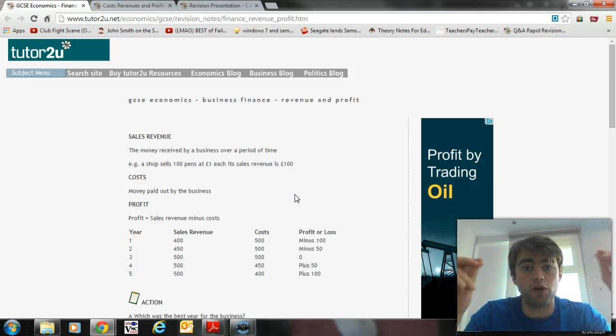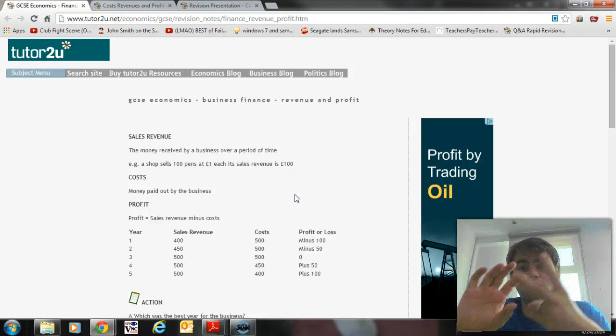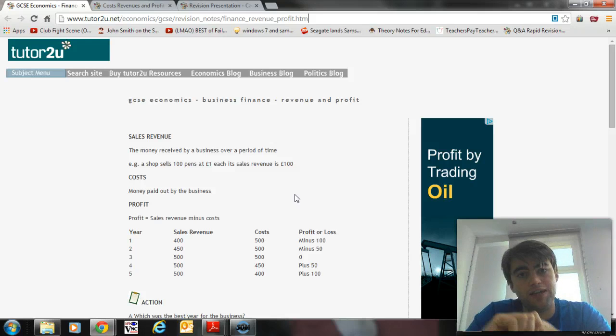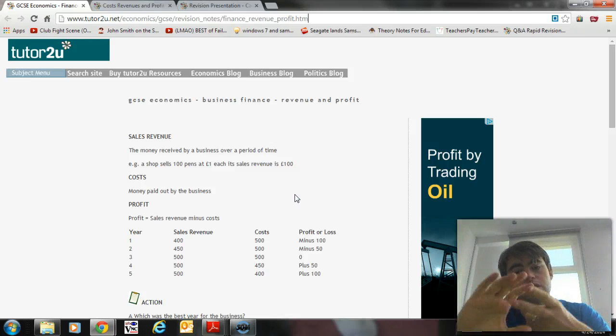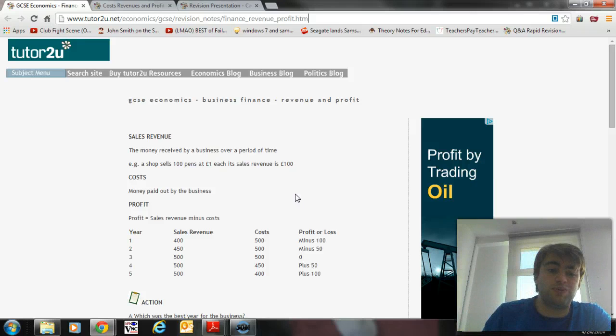Now, profit needs to be clear, is very different to revenue, and you need to be 100% clear on this. Revenue is just your selling price times units sold. Profit is revenue minus, or less in accounting terms, costs. So as we can see here, you've got sales revenue, you've got costs, you've got profit. And there are some calculations there you can have a little look at.